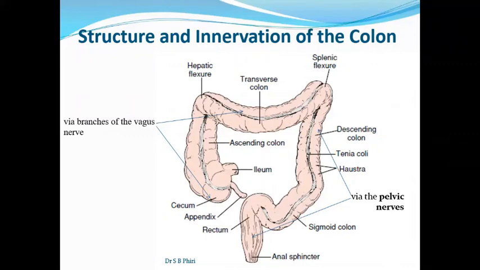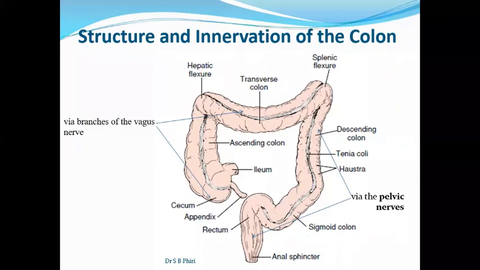But the distal part of the large intestine, especially the descending colon, the sigmoid, the rectum, and also the anal sphincter, are heavily innervated by the pelvic nerves. Remember, I told you that the sacral segment of the spinal cord, especially S2, S3, S4, is contributing to the spinal nerves that will innervate the distal part of the large intestine. So the distal part of the large intestine is heavily innervated by the pelvic nerves that are coming from the S2, S3, and S4 segments of the sacral region.